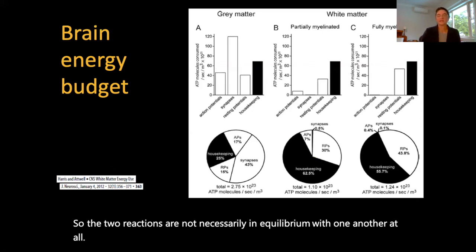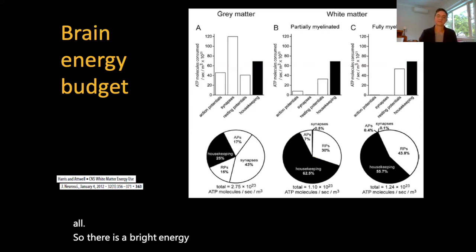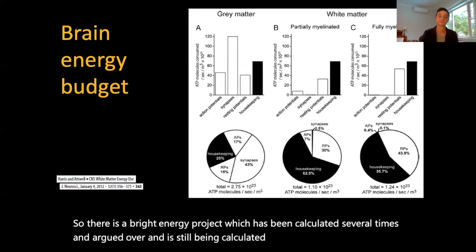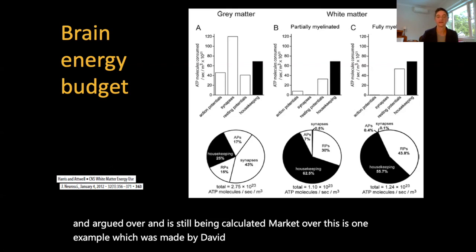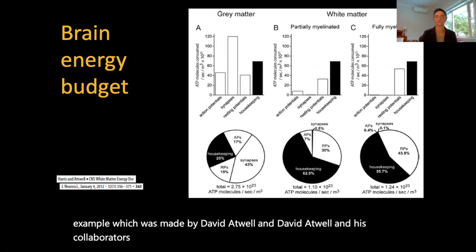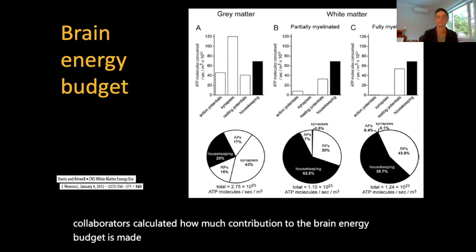So there is a brain energy budget, which has been calculated several times and argued over and is still being calculated and argued over. This is one example, which was made by David Attwell. And David Attwell and his collaborators calculated how much contribution to the brain energy budget is made by the inhibitory synapse.